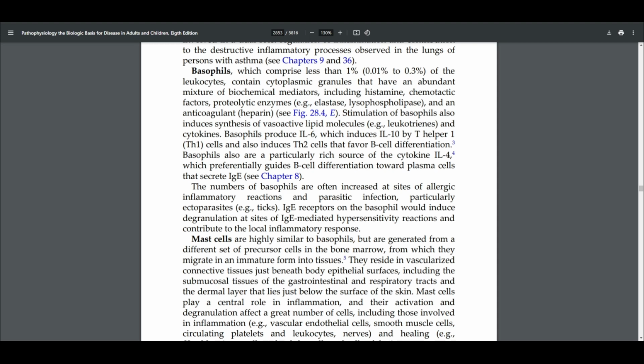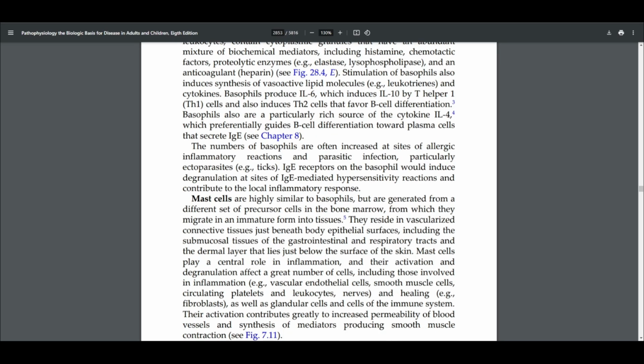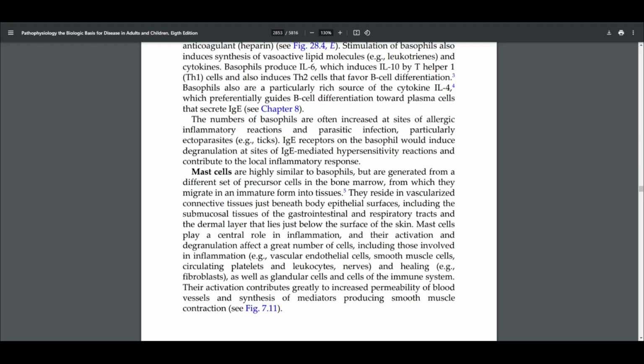Basophils also are a particularly rich source of the cytokine interleukin 4, which preferentially guides B cell differentiation towards plasma cells that secrete IgE. The number of basophils is often increased at sites of allergic inflammatory reactions and parasitic infections, particularly ectoparasites. IgE receptors on the basophil would induce degranulation at sites of IgE-mediated hypersensitivity reactions and contribute to the local inflammatory response.